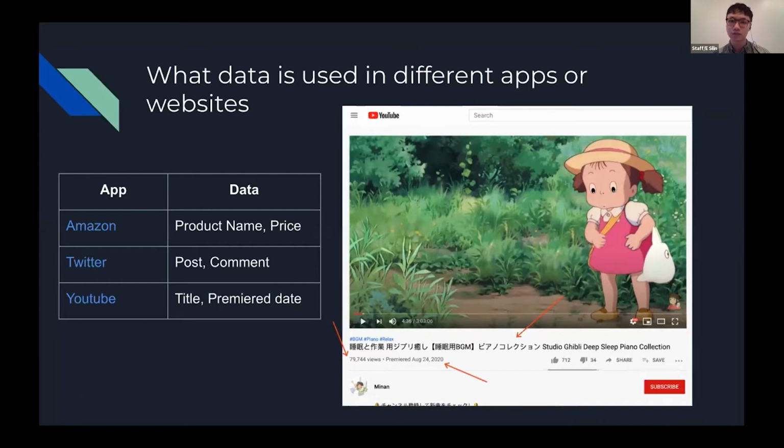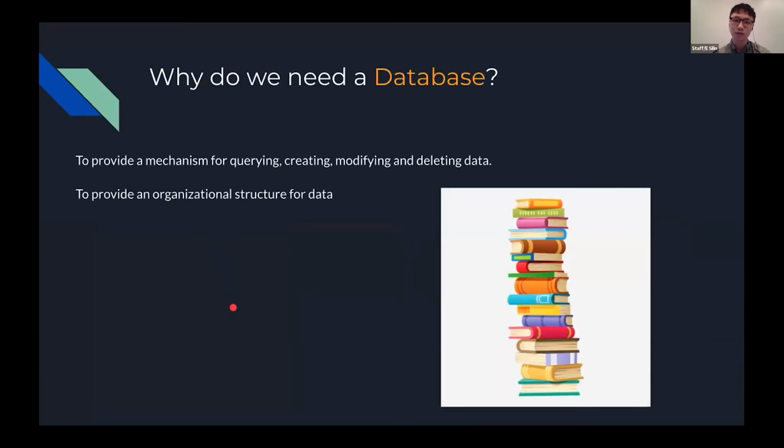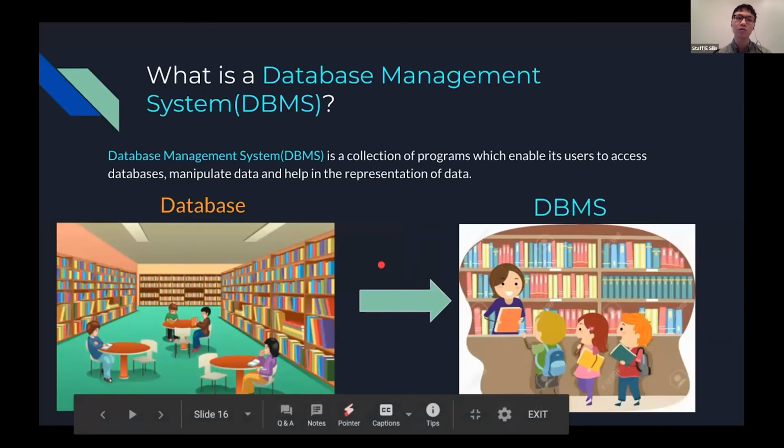Where do we store the data? The answer is database. A database is an organized collection of data. We can imagine data as books. We put books into a library, and for the same reason, we put data into a database. Why do we need a database? Because a database is an organizational structure for data, so it is pretty easy for us to get, create, modify, or delete data inside the database.